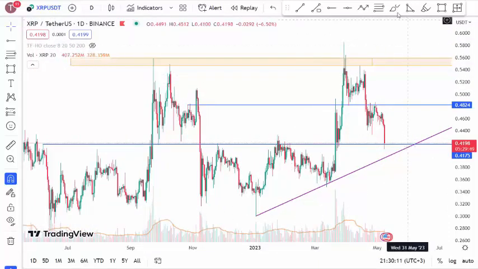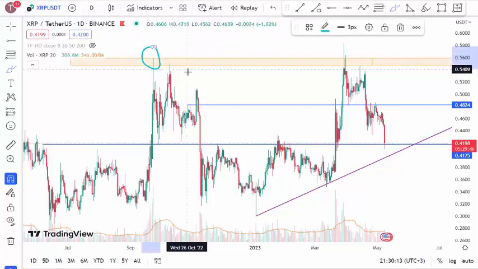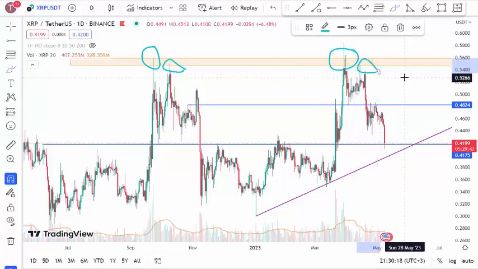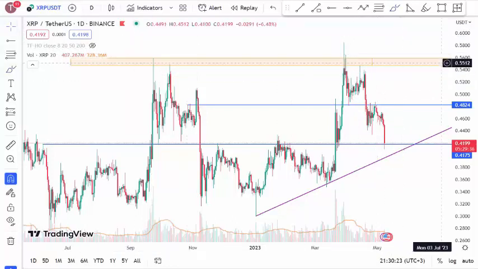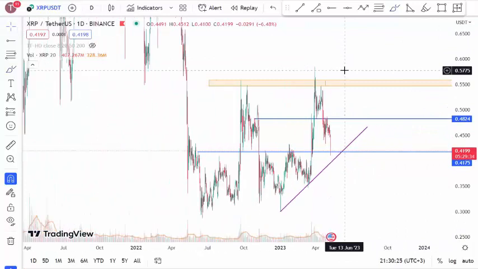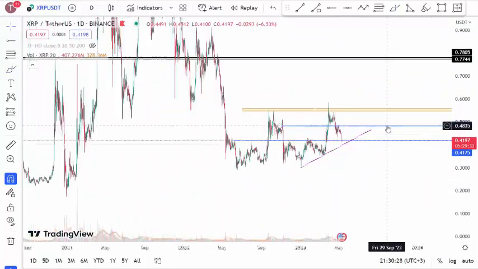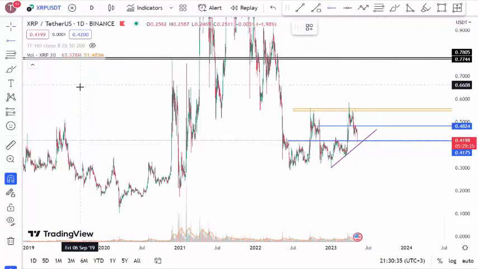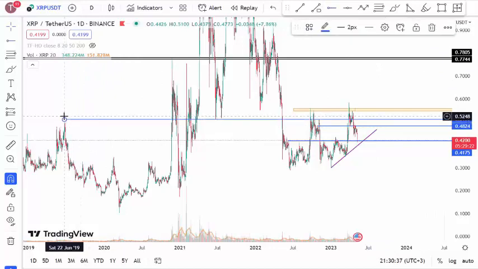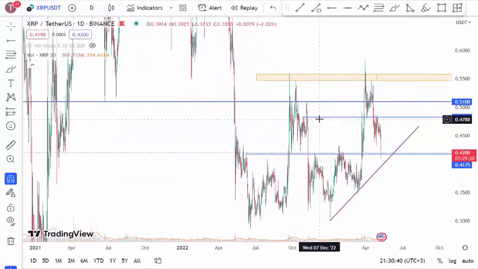After this point, our main target is the orange area. The orange area has not been broken approximately 4 times. How 4 times? As we see here, once, twice here, 3 times here and 4 times there is a touch point, and it has not been broken for 4 times. Therefore, this point is important. After this point is broken, we can say that XRP can reach even better levels. Let's keep this in mind.